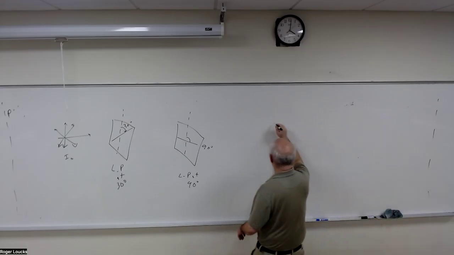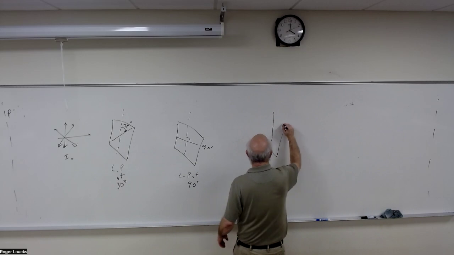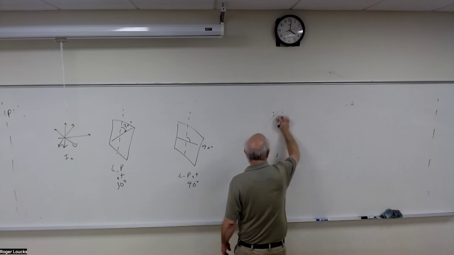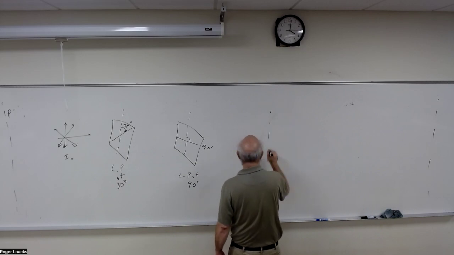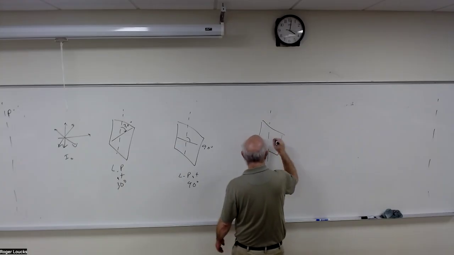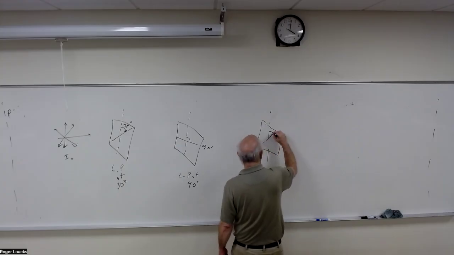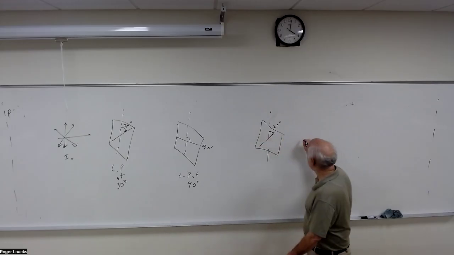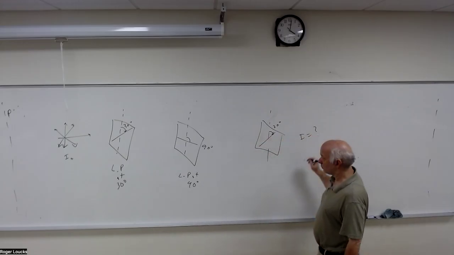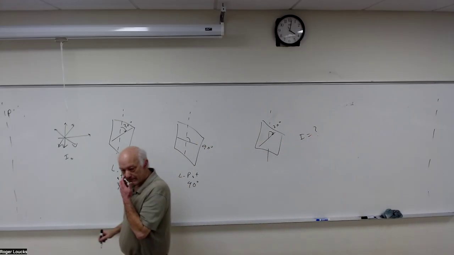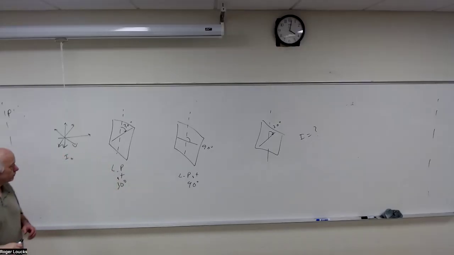I have another linear polarizer at 20 degrees. The question is, what's the intensity coming out? Let's do it step by step.